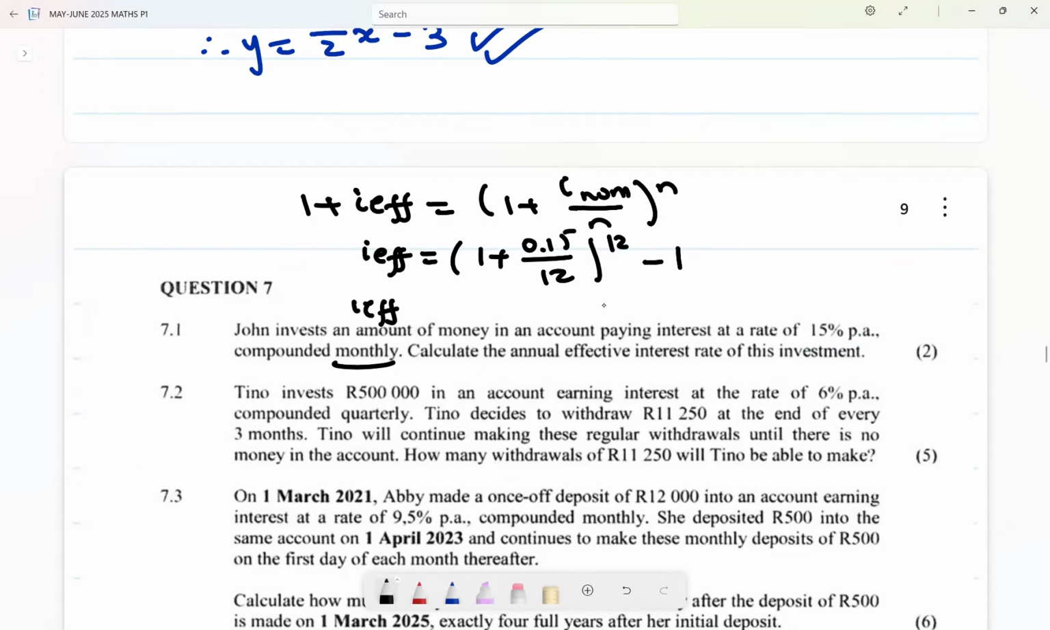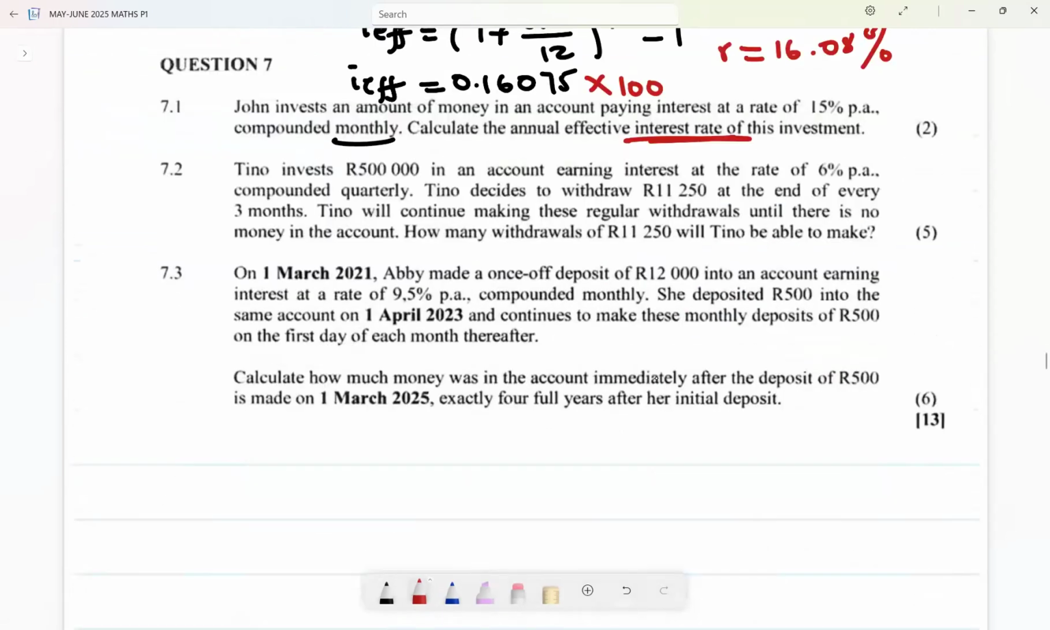I effective will therefore equal 1 plus 0.15 divided by 12 to the power of 12, minus 1, which gives me something like 0.16075. And then when I want to convert it to my rate, I just need to multiply that by 100, and then I get my rate to be answer times 100, 16.08% or 16.075%. It's fine. Okay.